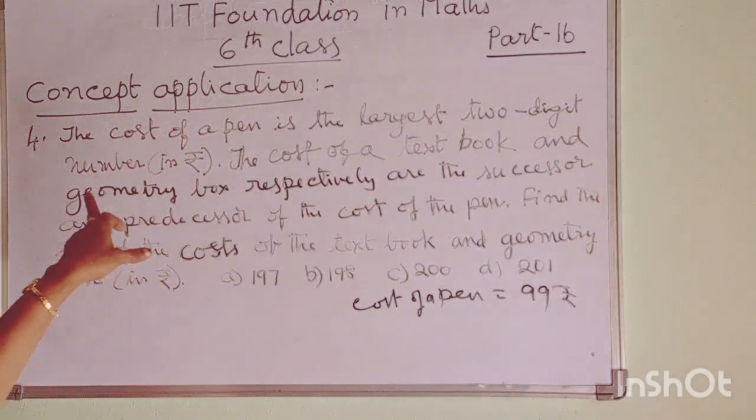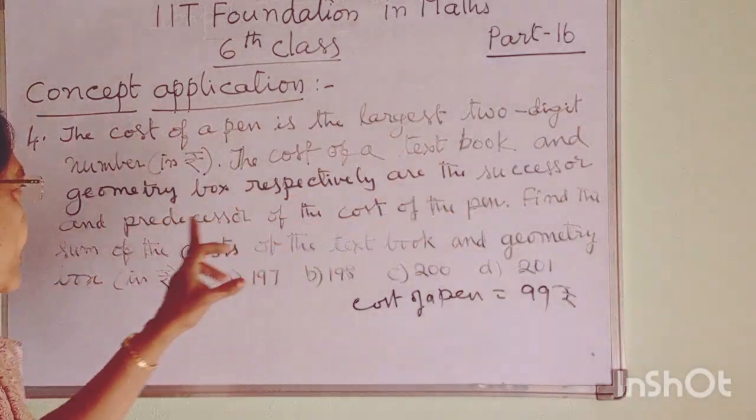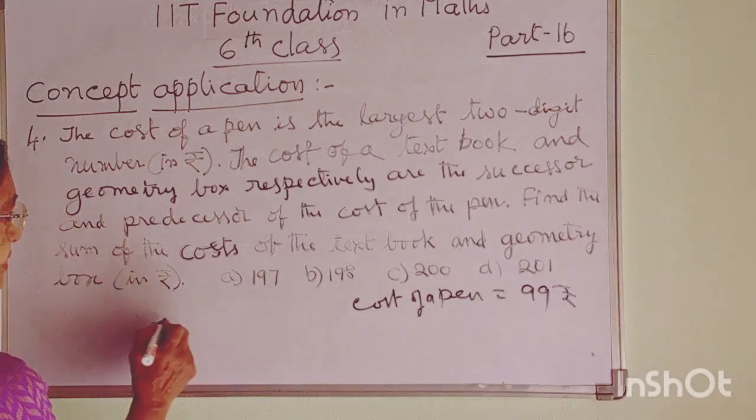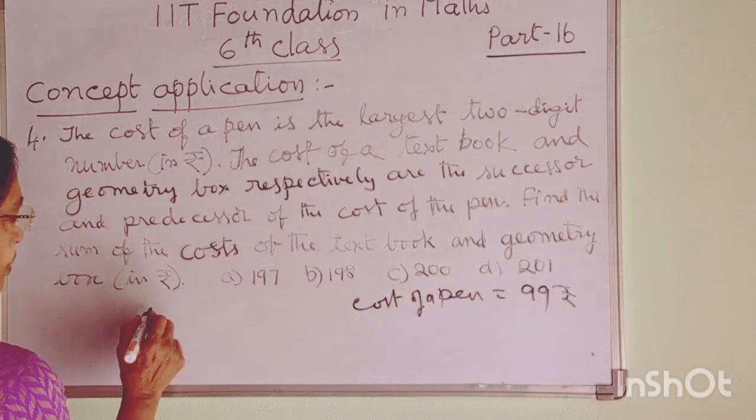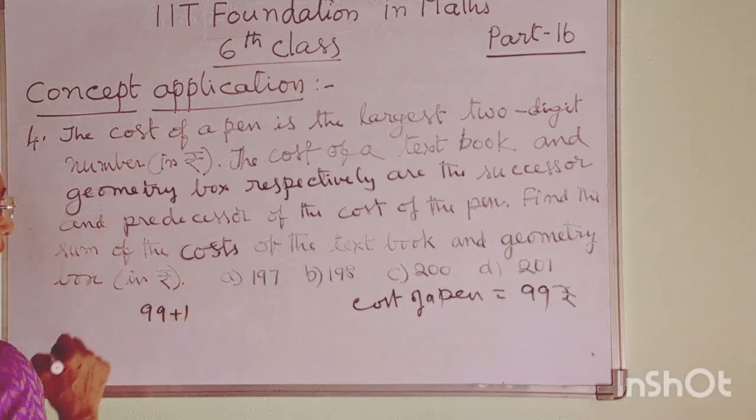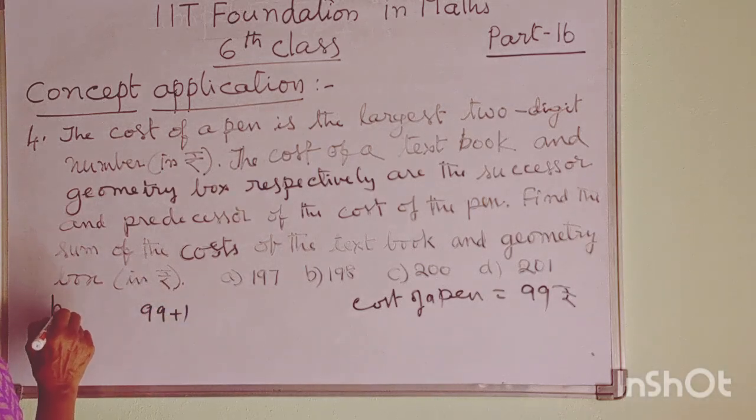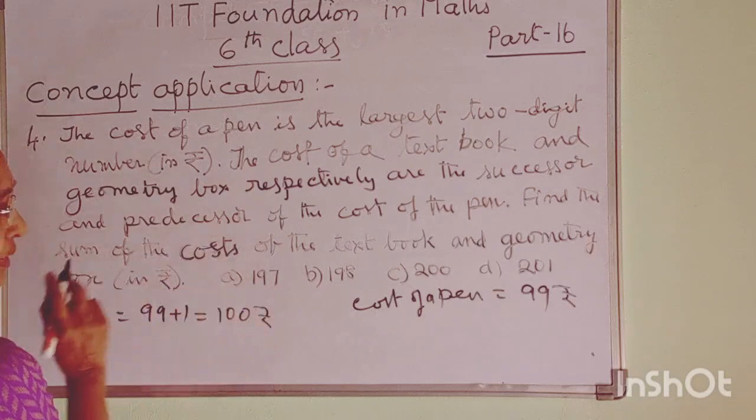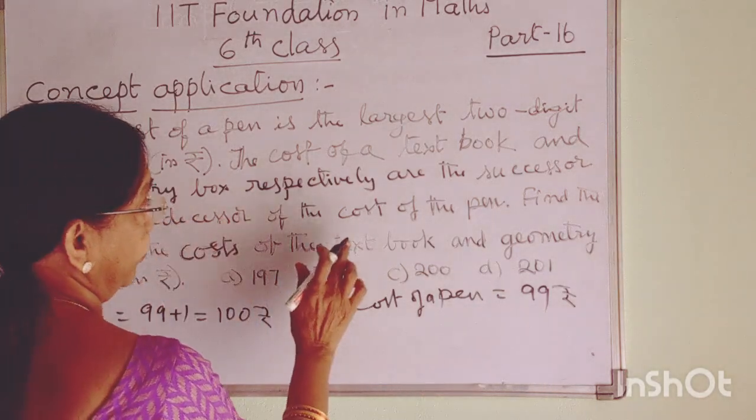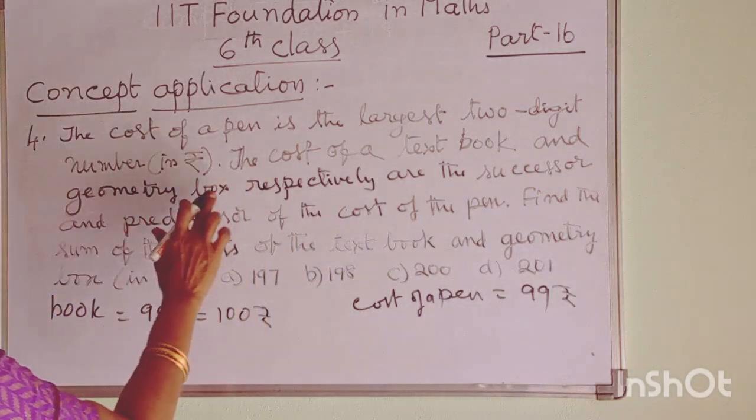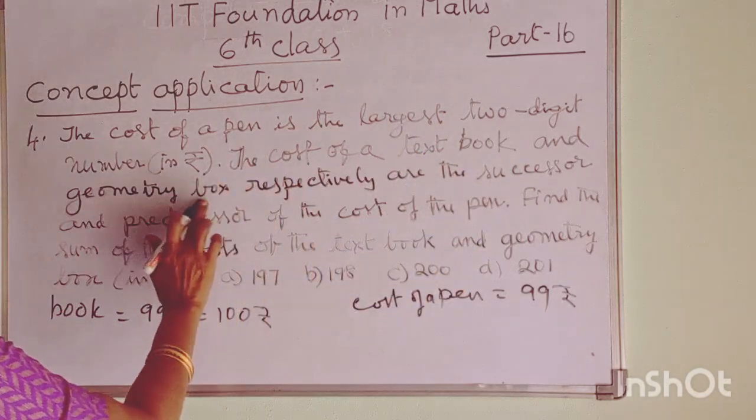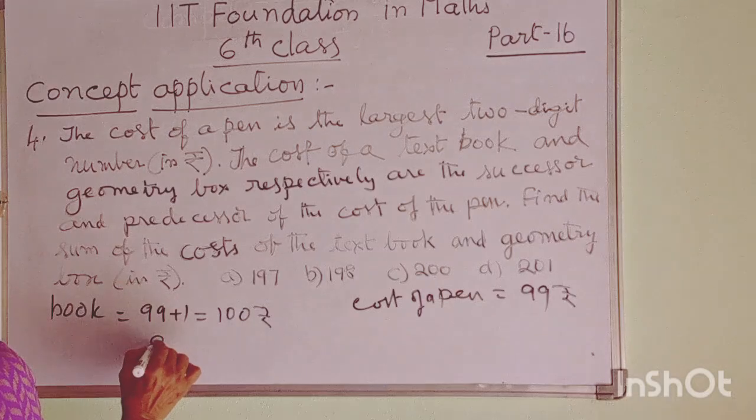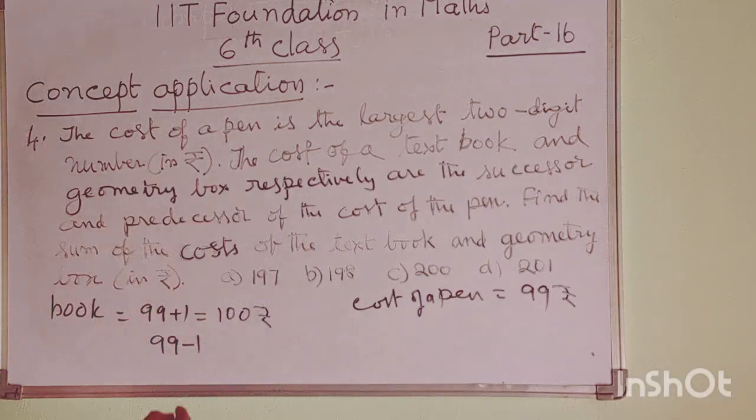The cost of a textbook and geometry box respectively are the successor and predecessor. So the cost of a textbook is the successor of the cost of the pen. So successor of 99 means 99 plus 1. Therefore the cost of the book is 100 rupees, and the geometry box is the predecessor of the cost of the pen. Predecessor means one less, before.